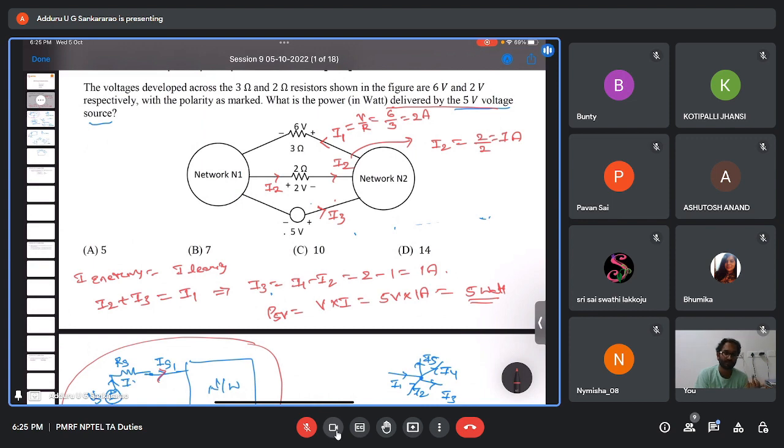Now, the question may be: what is the power across the 5 volt source? And the options they may give are 5 watts delivered, 5 watts absorbed, 10 watts delivered, 10 watts absorbed. That kind of question may also come. Based on the polarities, whether the current is leaving from the plus terminal or entering into the plus terminal, we should decide if power is absorbed or delivered. So 5 watts here is delivered.